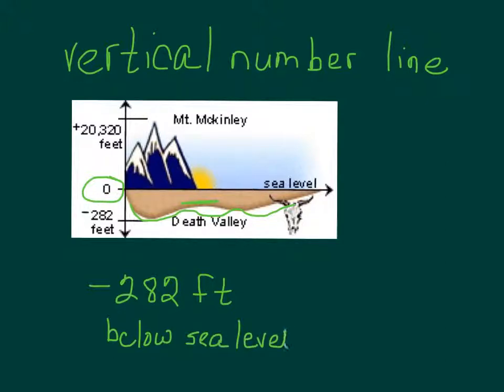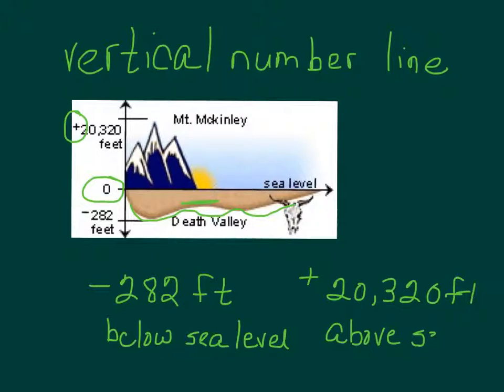And on the other hand, Mount McKinley is 20,320 feet above sea level, and they actually do have a plus sign, but it's not necessary. But I'll put it here anyway. So 20,320 feet above sea level. So again, on this type of picture, we see that 0 divides our number line. Anything above 0 is going to be above sea level, and anything below 0 is going to be below sea level.